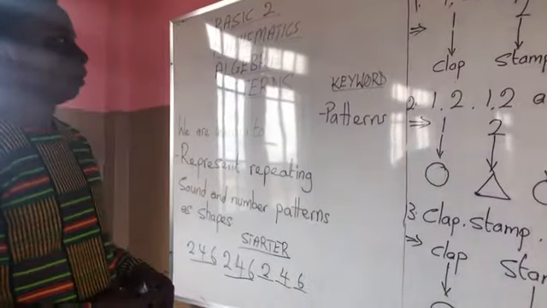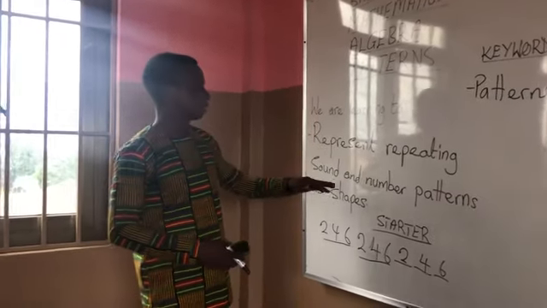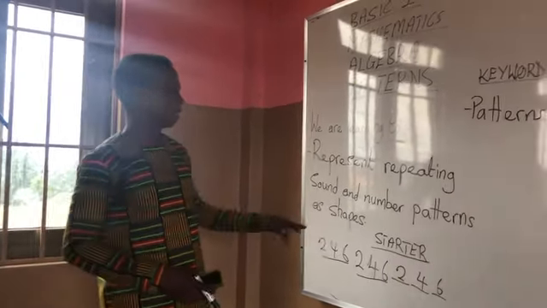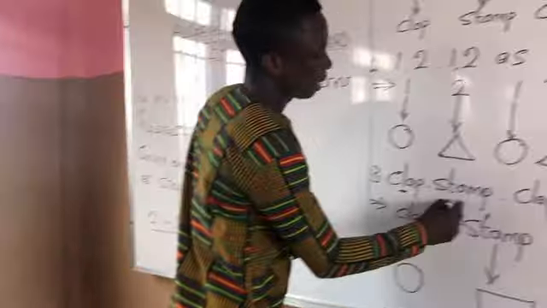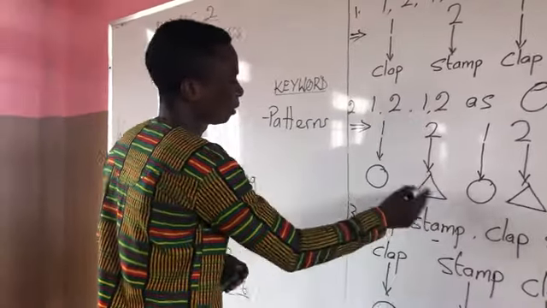Good. Don't forget, we are learning to represent repeating sounds and number patterns as shapes. The sounds are these ones, the clap, stamp, clap, stamp. The shapes are all this that we can see over here.